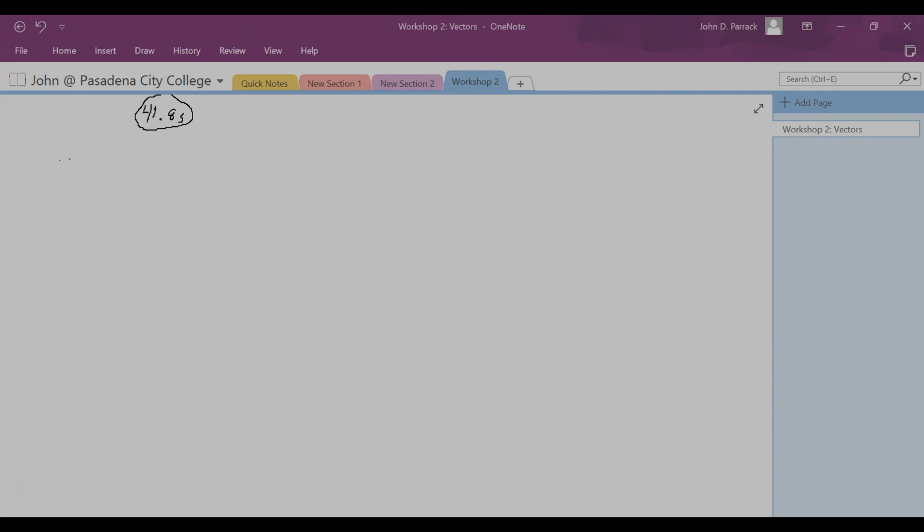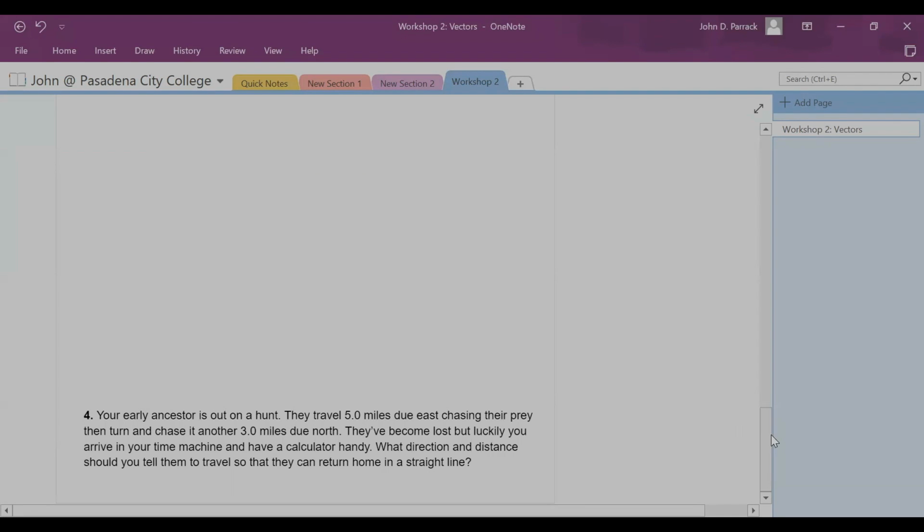All right. Looks like we got 3 more, so maybe I'll try to speed up just a little bit to get through most of them. If I don't get through all of them, maybe we can work on them at a future time. Okay. 4. Your early ancestor is out on a hunt. They travel 5 miles due east, chasing their prey, then turn and chase it another 3 miles due north. They've become lost, but luckily you arrive in your time machine and have a calculator handy. Oh, good. Lucky for our ancestor. What direction and distance should you tell them to travel so they can return home in a straight line?